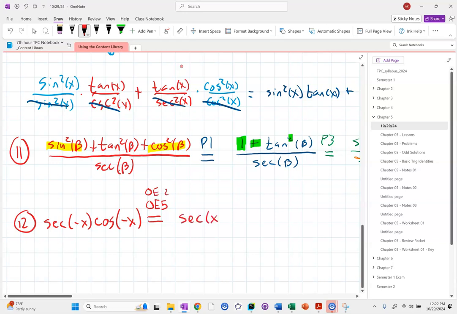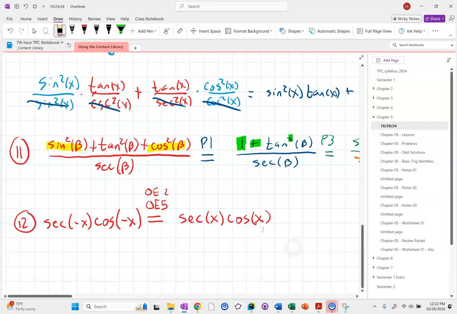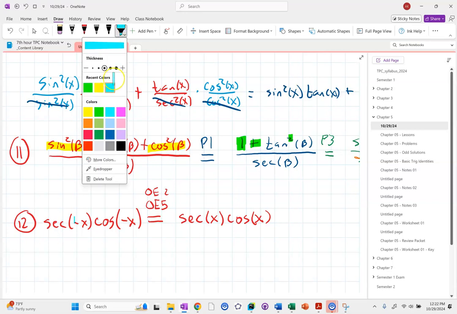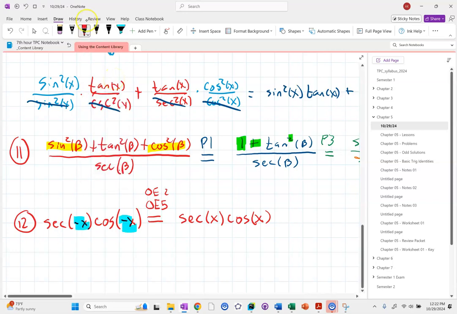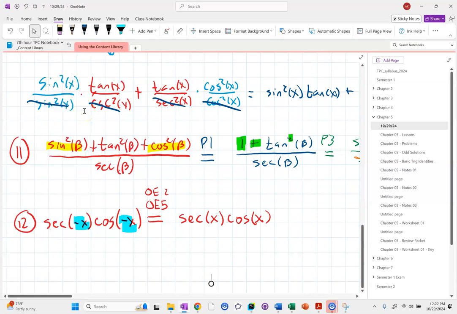So can I ask a quick follow-up question here, Abby? What did you look at in this problem to know to use the odd-even identities? The negative x. Yeah, perfect. So that was Abby's cue to know that we should be using the odd-even identity there.